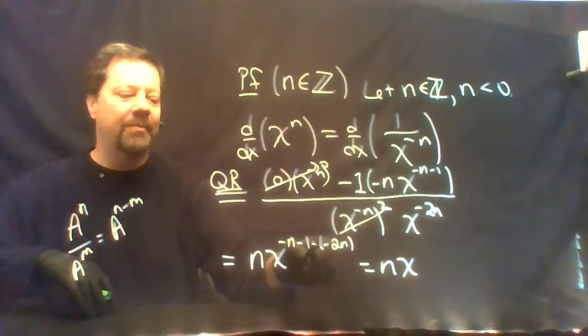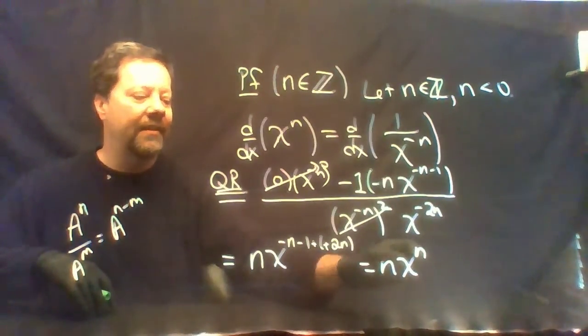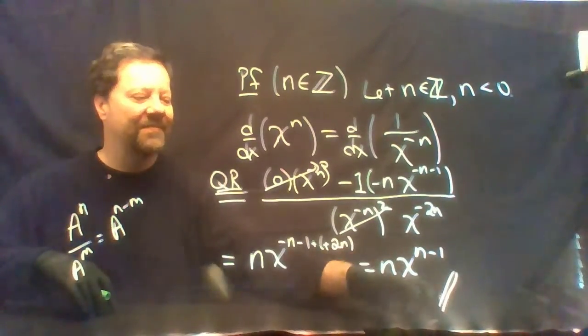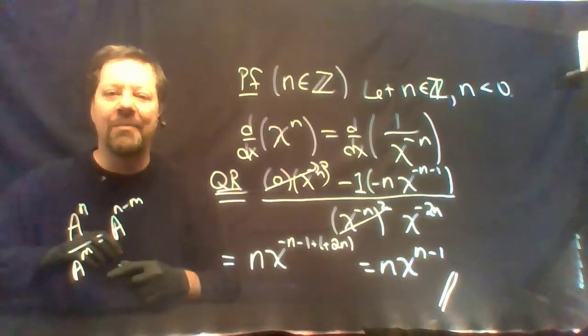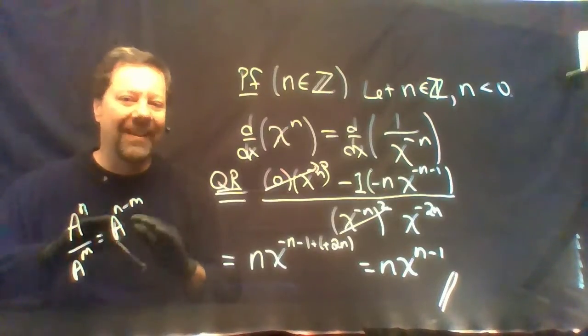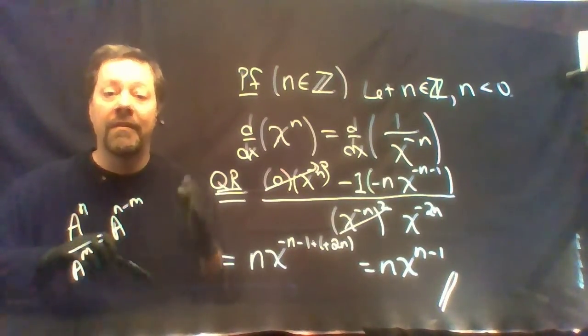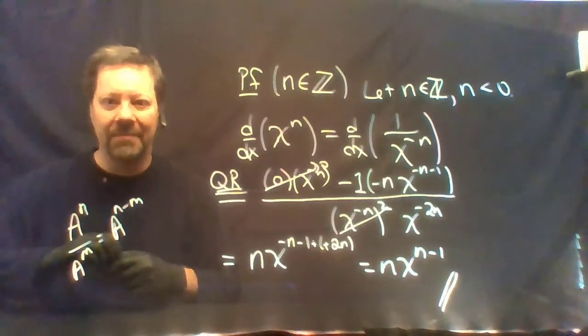Minus minus is plus, 2n minus n is n, and we're left with minus 1. Now we've extended the power rule for all integers, but we still need to prove that it's true for things that are not integers as well, in the set of real numbers.